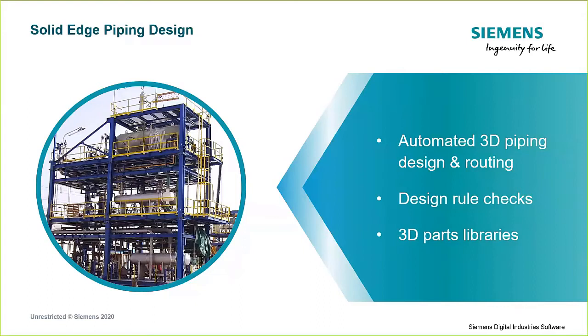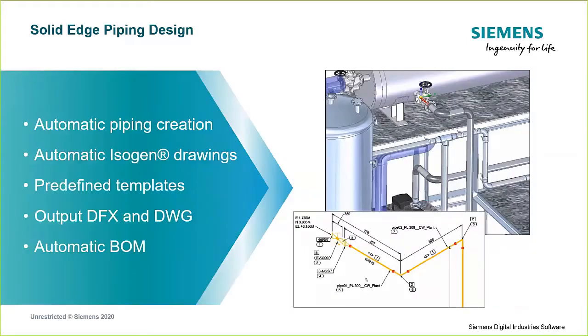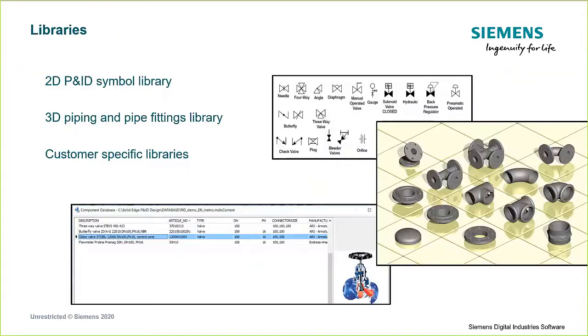HVAC ducting and cable trays are also supported, so the shapes are not limited to just round pipes. Also, with Solid Edge piping design, it automatically creates the isometric drawings that transfer the attributes from the 3D pipeline. These are the single line drawings that are used by the shop for the fabrication.